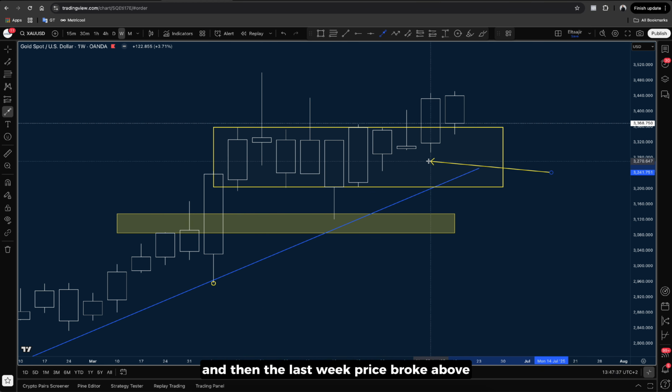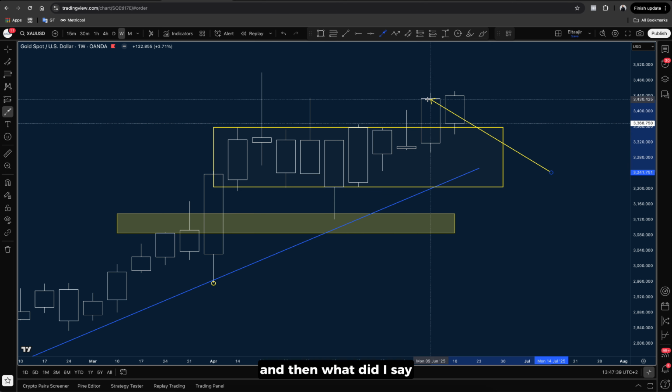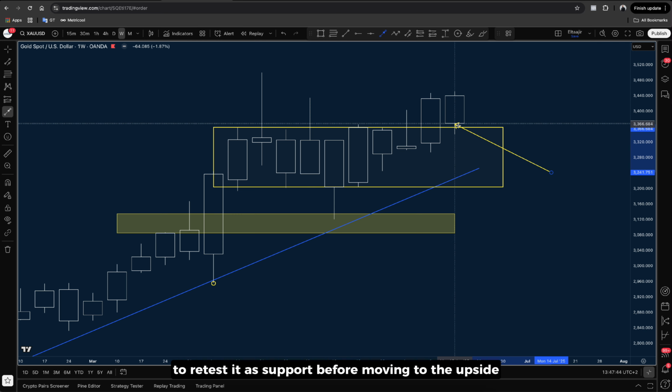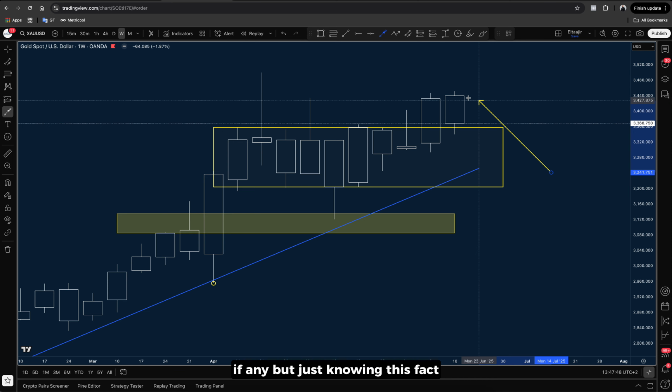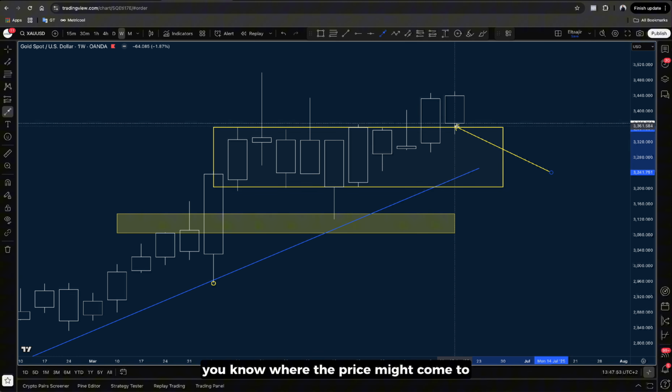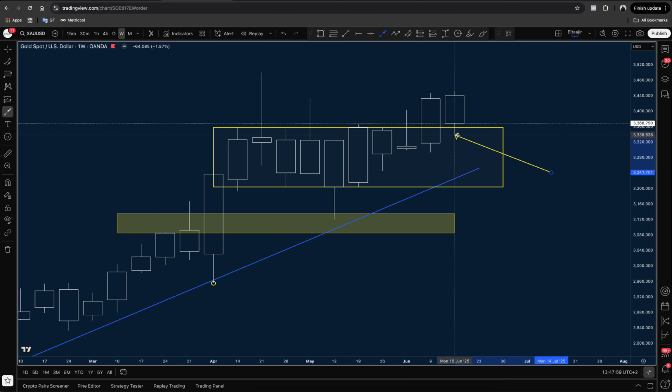And then last week, price broke above. And then what did I say? I would expect the price to come to retest it as support before moving to the upside, if any. But just knowing this fact, you know where the price might come to and what you should expect. This is a very, very powerful tool. And I made a complete lesson, almost an hour and a half or 2 hours, if I'm not mistaken, about ranges and how you can use them.